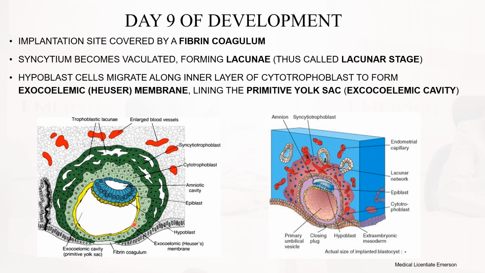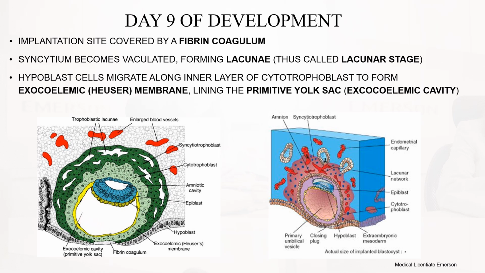After it lines the cytotrophoblast, remember what we are going to remain with is the sac, or the cavity. So this cavity is known as the exocoelemic cavity. Also, another name is the primitive yolk sac. So basically, this is what happens during day 9 of development.